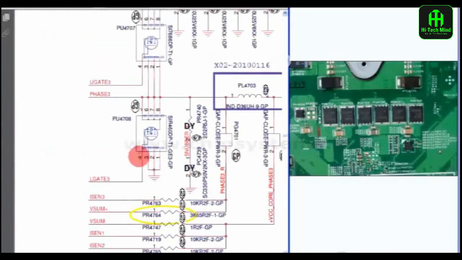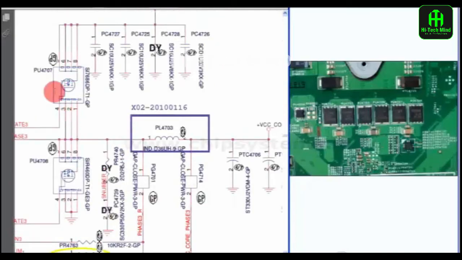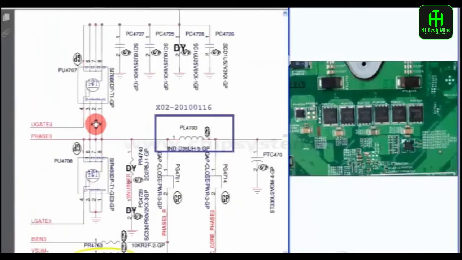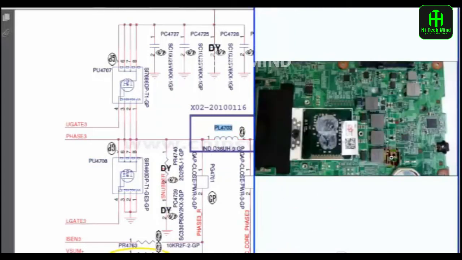Upper MOSFET PU4707. This is the upper MOSFET gate, connect the U gate 3. This is the L gate 3. Lower MOSFET PU4708. This is the lower MOSFET and this is the upper MOSFET PU4704. This is the output voltage coil PL4703. Look at the motherboard image. This is the output voltage coil PL4703.